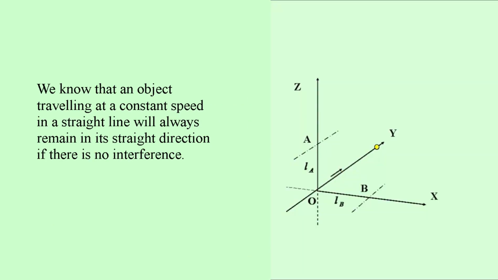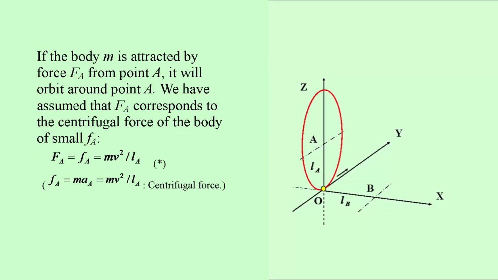We know that an object traveling at a constant speed in a straight line will always remain in its straight direction if there is no interference. If the body m is attracted by force Fa from point A, it will orbit around point A. We have assumed that Fa corresponds to the centrifugal force of the body, small fa.